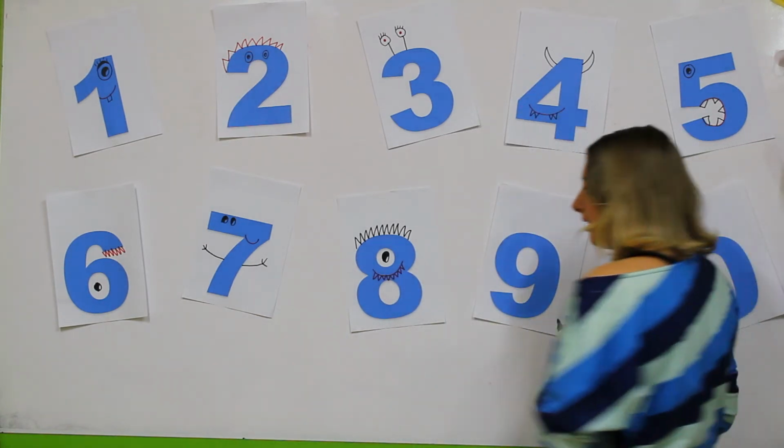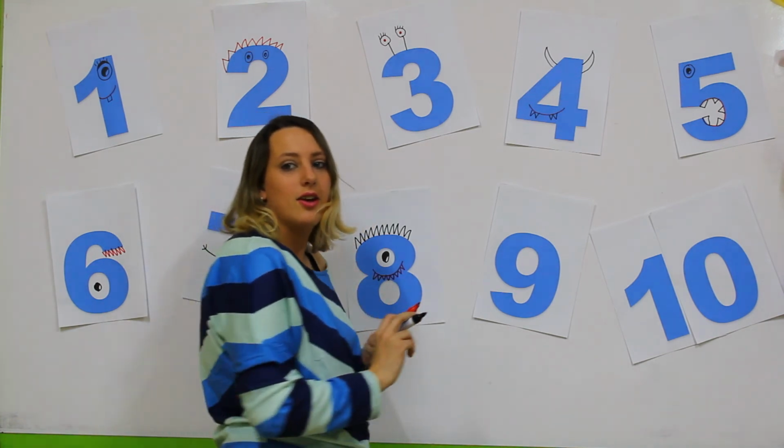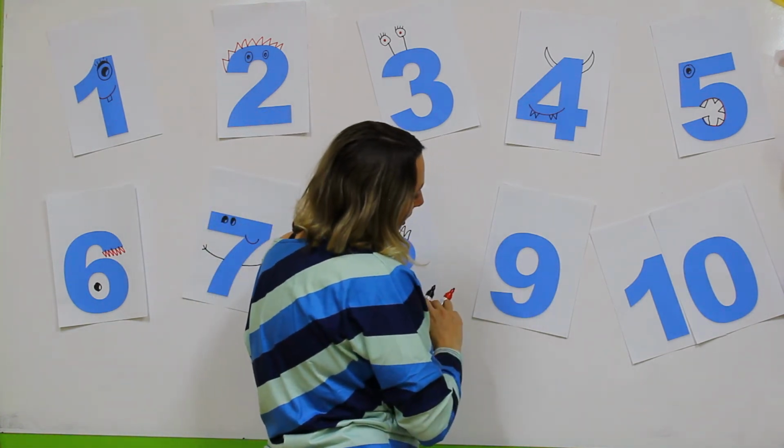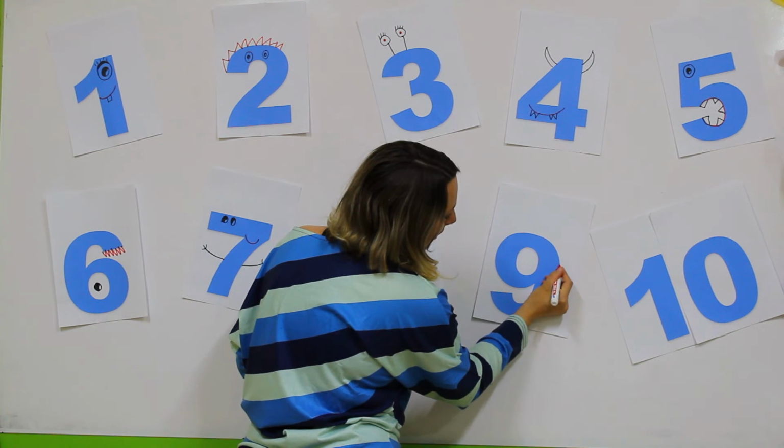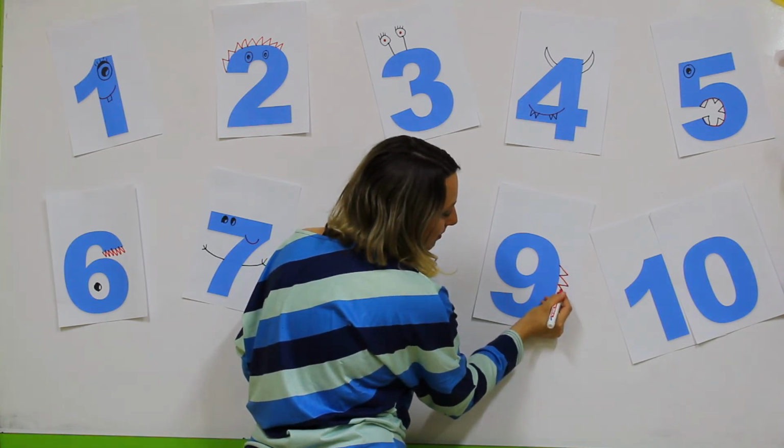Let's look at number 9. Number 9, I think maybe we can give him spikes going down his back.